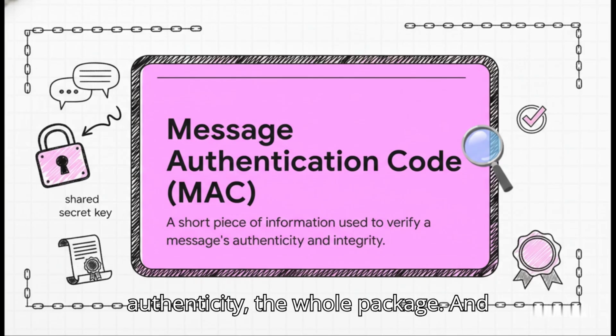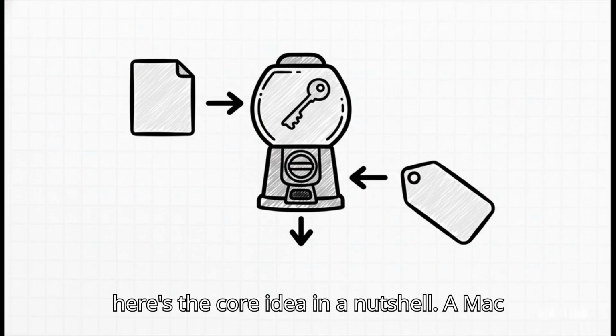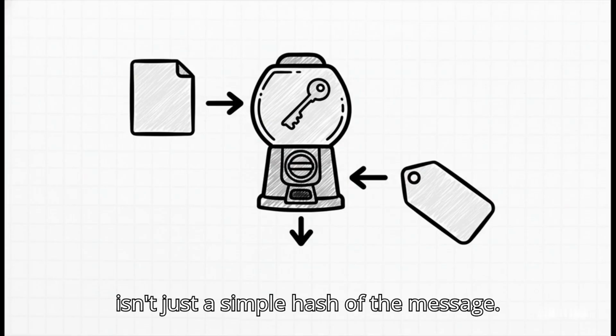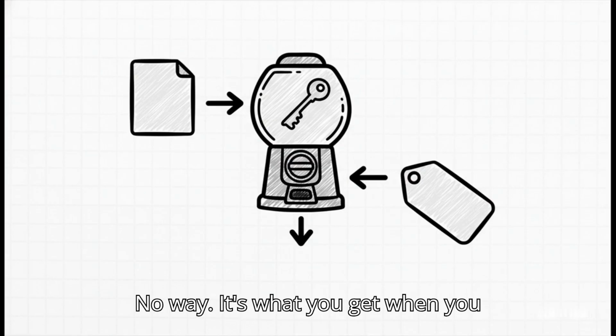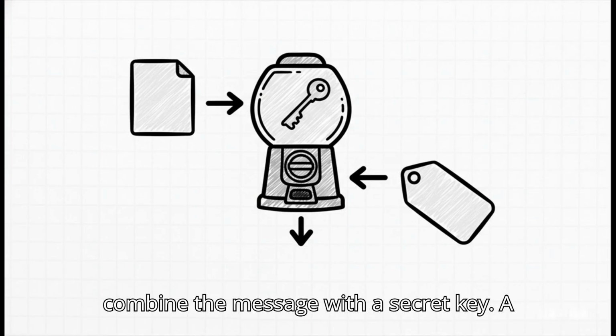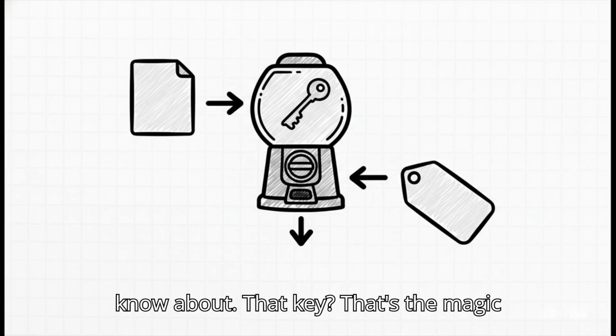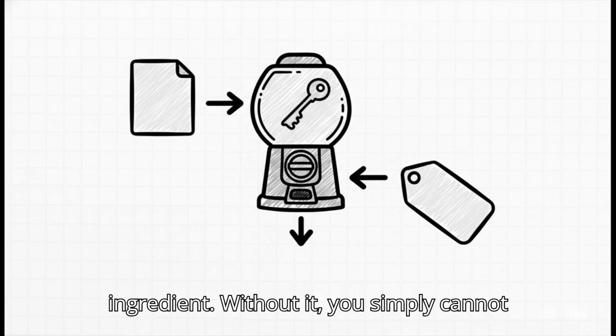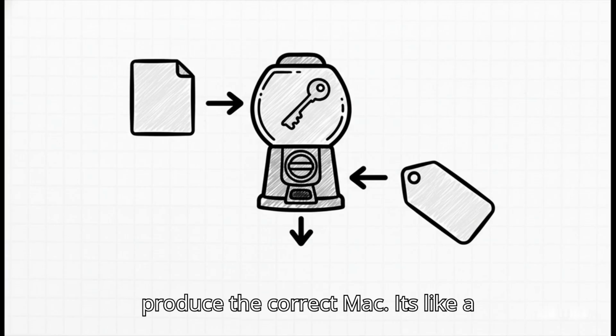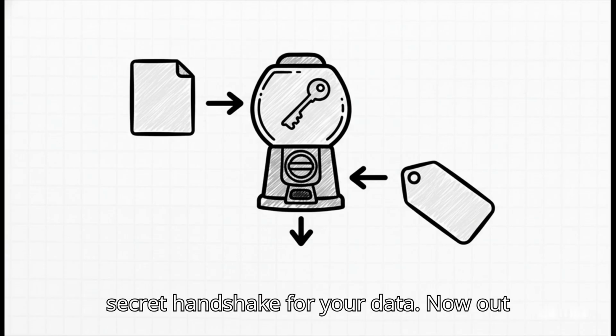The whole package. And here's the core idea in a nutshell. A MAC isn't just a simple hash of the message. No way. It's what you get when you combine the message with a secret key, a key that only the sender and the receiver know about. That key, that's the magic ingredient. Without it, you simply cannot produce the correct MAC. It's like a secret handshake for your data.